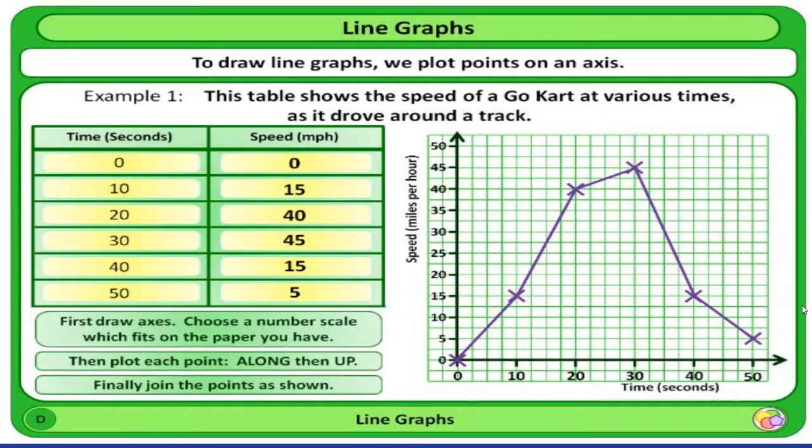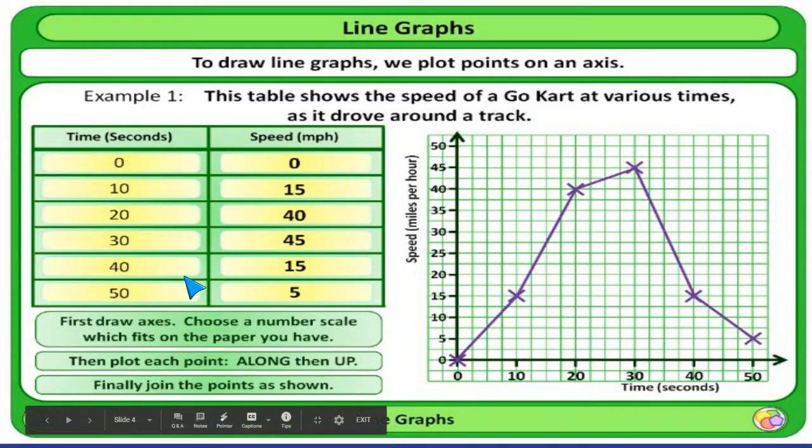All right. So we are actually going to be doing our own line graph the last lesson in this unit, where we construct a line graph. So this lesson will just give you a preview of what you'll be doing. But when we draw line graphs, we plot the points on an axis. So this table shows the speed of a go-kart at various times as it drove around the track. So here is the data collection in a table. So the time in seconds and the speed.